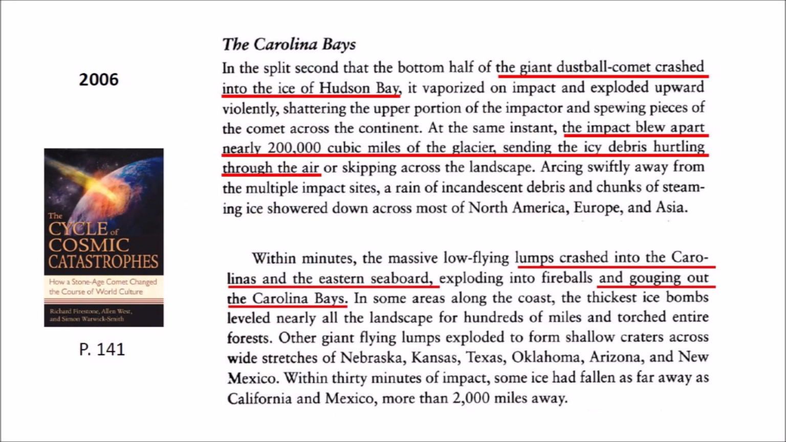Firestone's book proposed that the Carolina Bays were created when a giant dust bowl comet crashed into the ice of Hudson Bay and the impact blew apart nearly 200,000 cubic miles of the glacier, sending the icy debris hurtling through the air. The lumps of ice crashed into the Carolinas and the eastern seaboard and gouged out the Carolina Bays. The book says that the massive low-flying ice chunks exploded into fireballs. This is chemically and thermodynamically impossible.